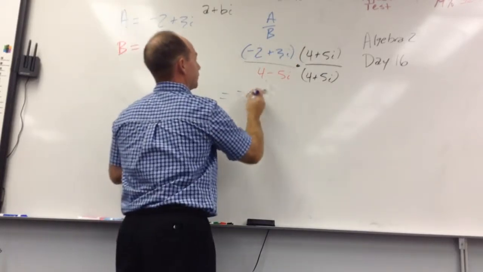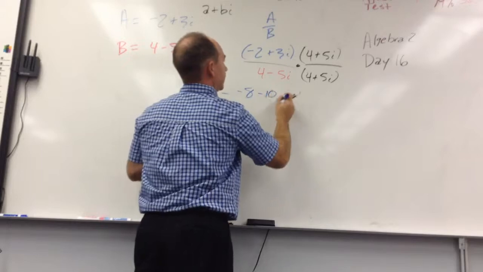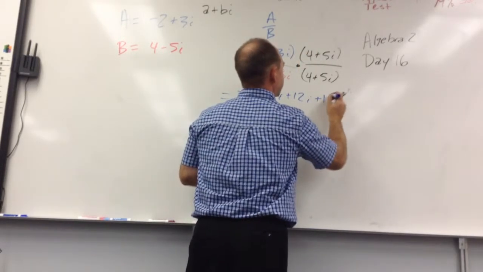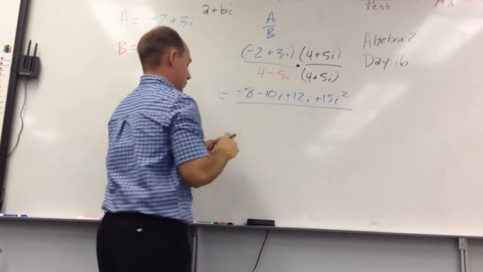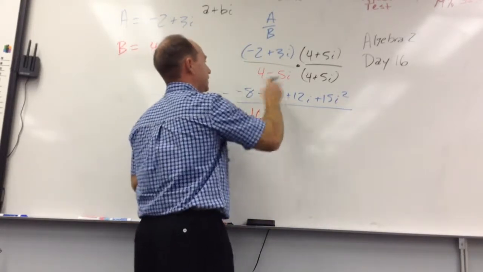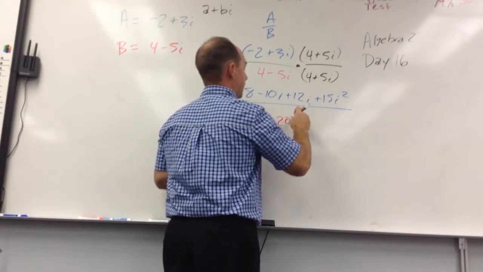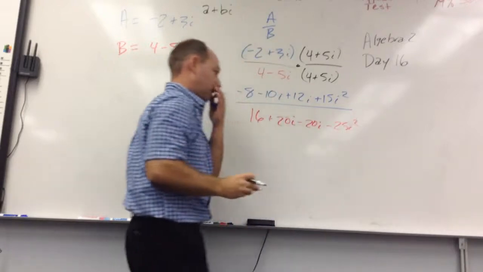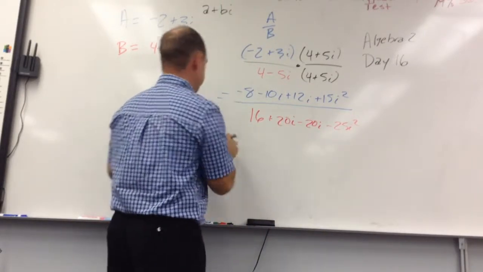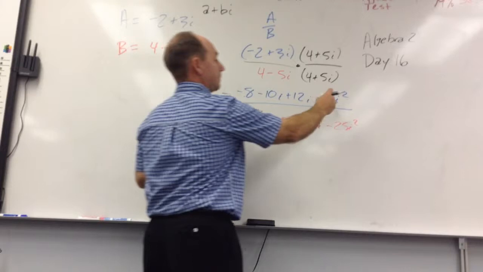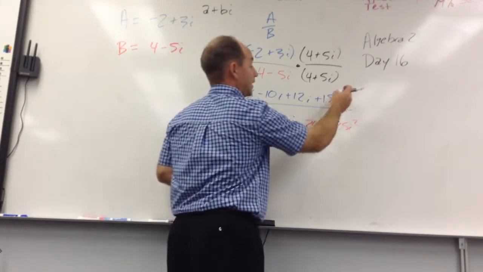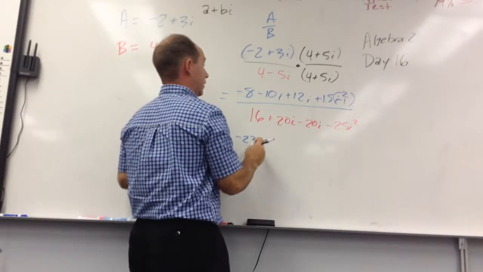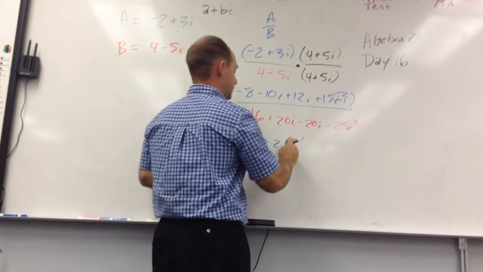We get negative 8. Negative 2 times that is negative 10i's. 3i times that is positive 12i's. 3 times 5 is plus 15i squared. All right, let's see what we get in the denominator. 4 times 4 is 16, plus 20i, minus 20i, minus 25i squared. Hey, oh, remember, that should cancel. Let's do some cleaning. Negative 8 minus 15. Remember, i squared is negative 1, right? So that's negative 15. That's going to be negative 23. Negative 10i plus 12i is plus 2i.